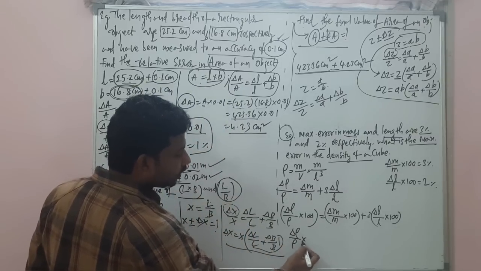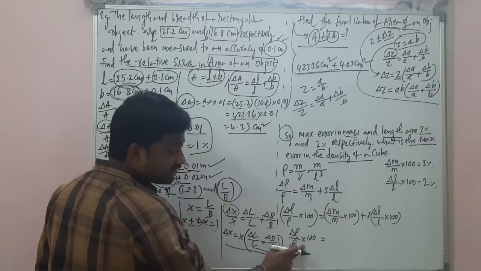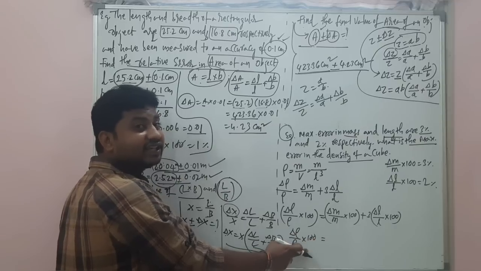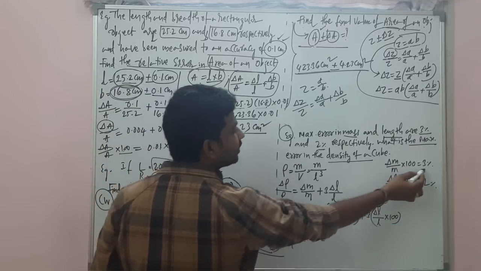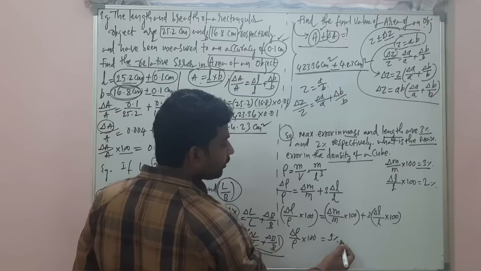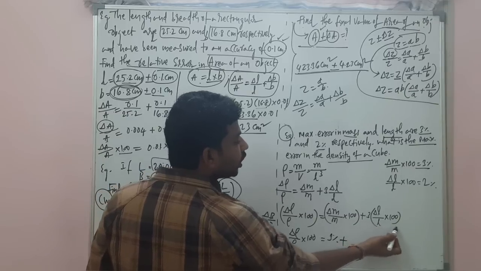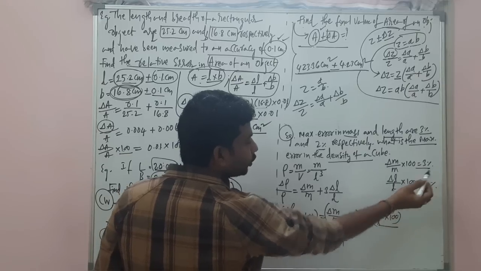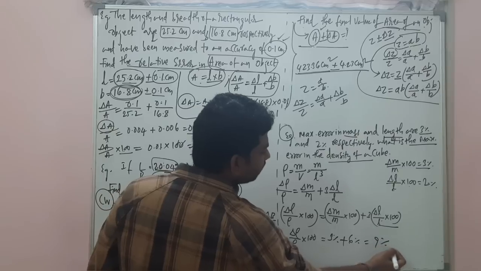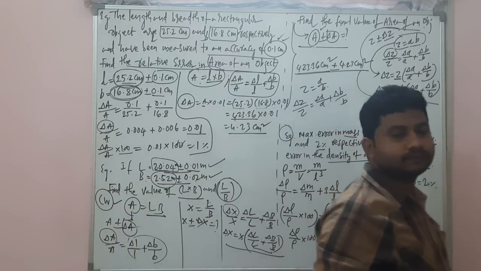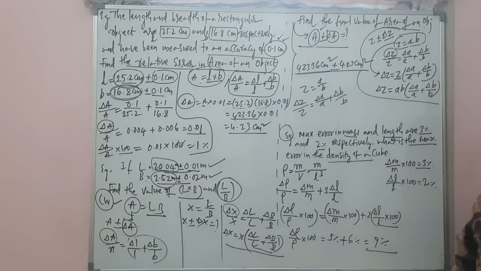Delta rho by rho into 100. This is percentage change in the density of a cube, which is equal to delta m by m into 100, which is 3%, plus 3 into delta L by L into 100, which is 2%. 3 into 2% is 6% and your answer is 9%, my dear children. I hope you understand. Clear?